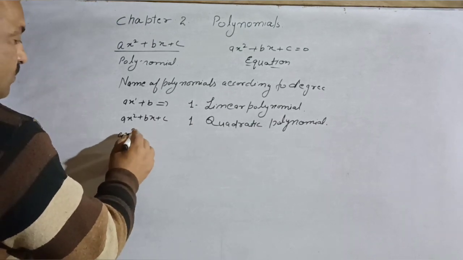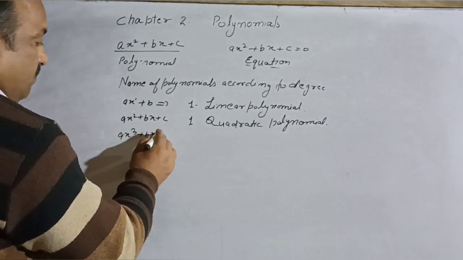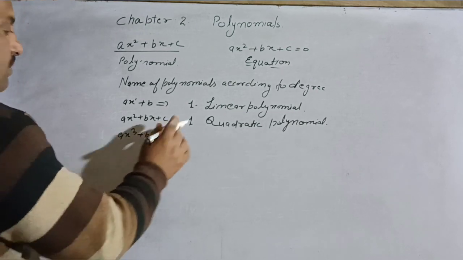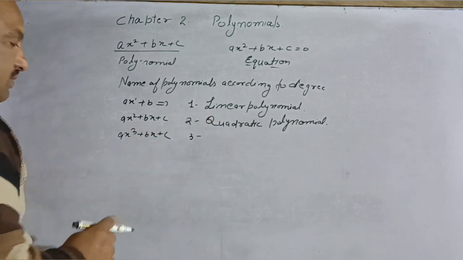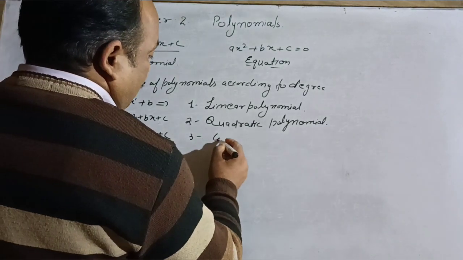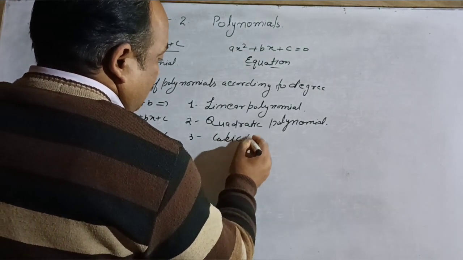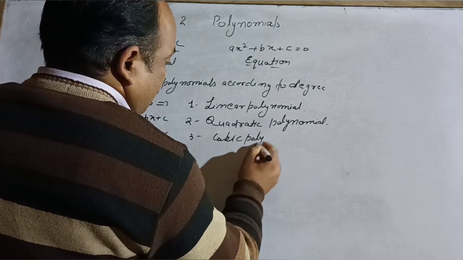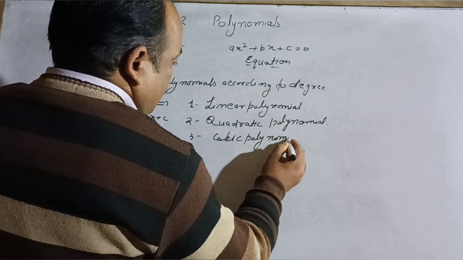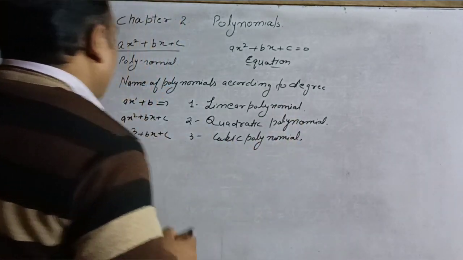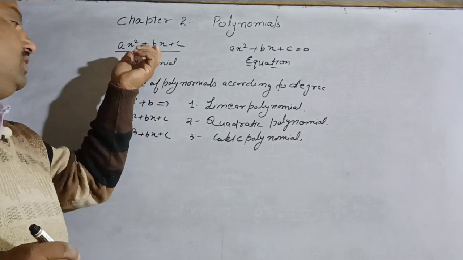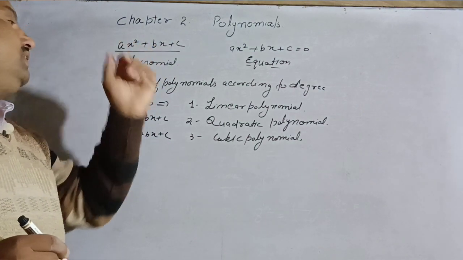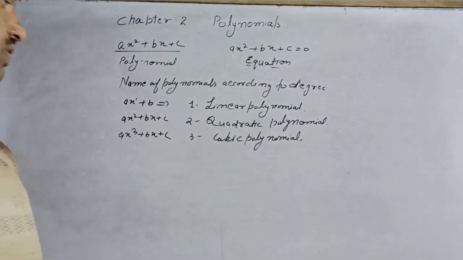ax cube plus bx plus c. It has three power. This is called a cubic polynomial. All the numbers with variables, that is called a polynomial.